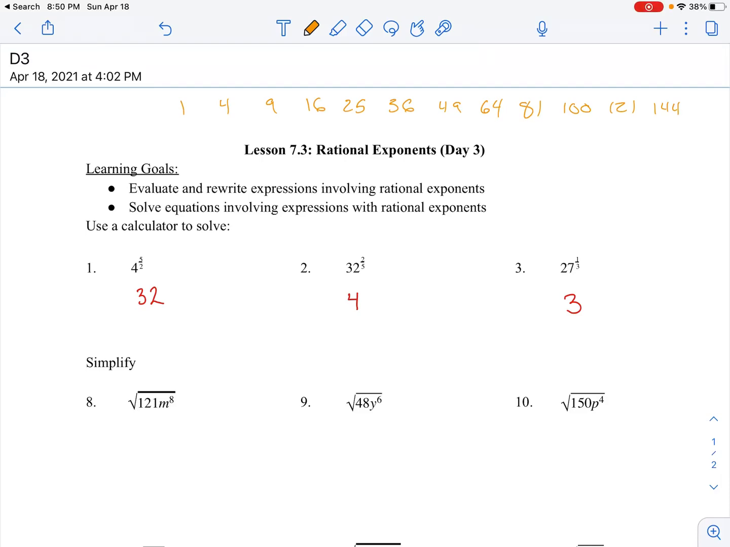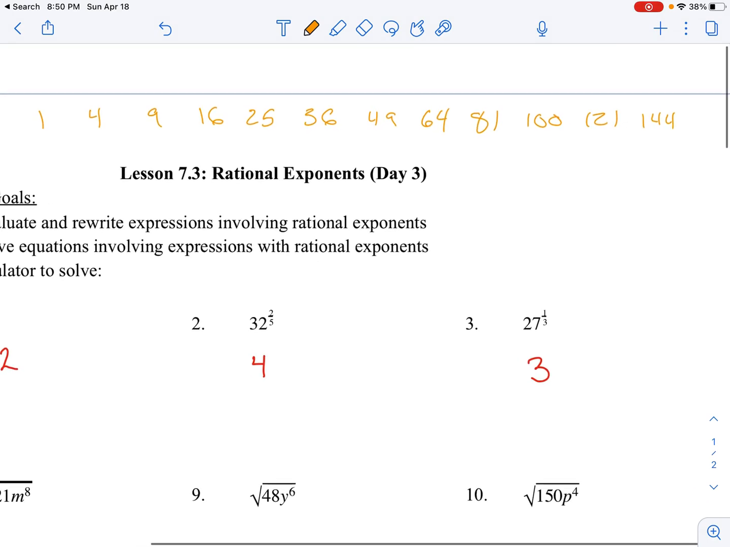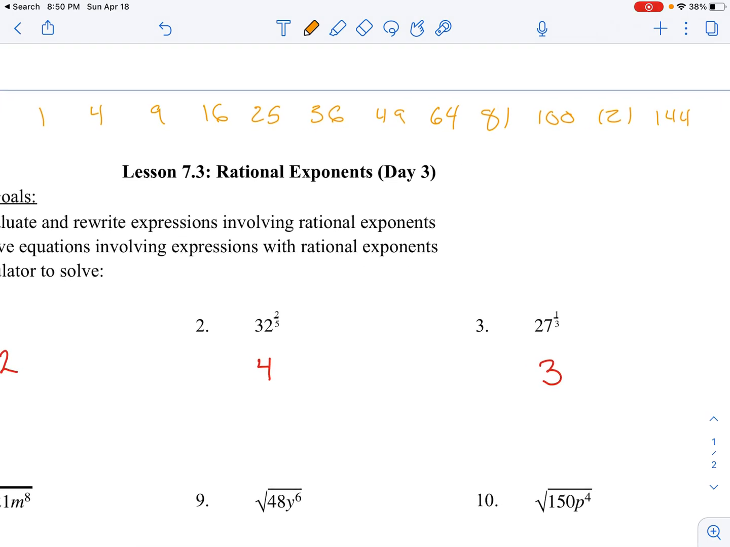Before I begin this 7.3 Rational Exponents Day 3 video, I just want you guys to write down or somehow come up with a way to remember these important numbers at the top. Those are my perfect square numbers, which I'm going to be referencing quite a bit in this video, and if you are confused by this, you got to go back to the last video and watch that one.